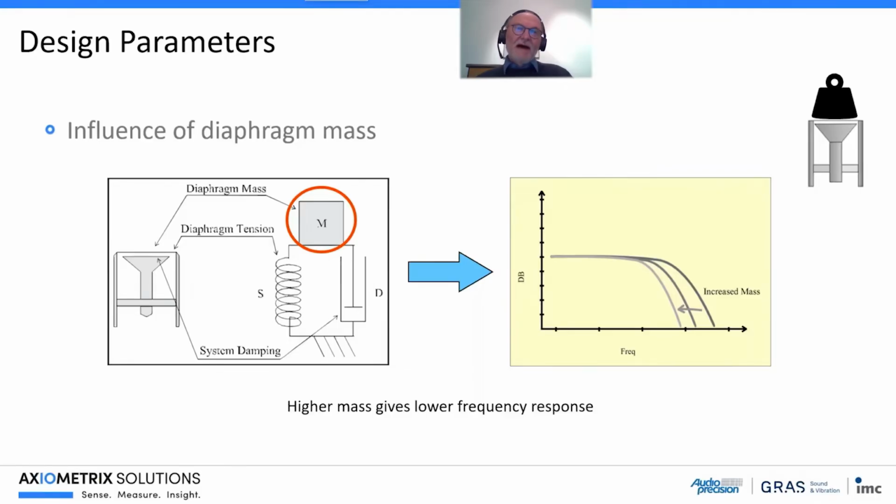Influence on the mass. If the diaphragm is very heavy, then we will only be able to look at lower frequency because it's much more difficult to get this high mass to move.